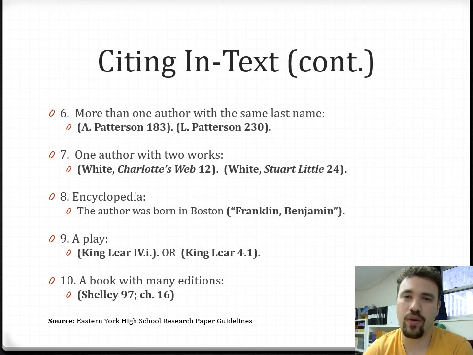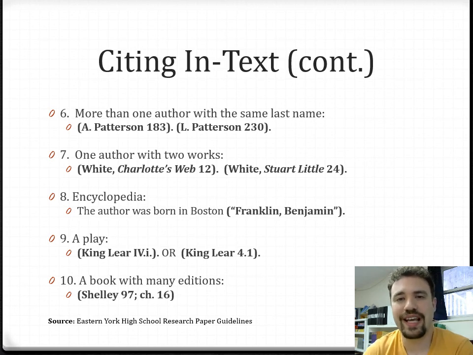If you've got one author who is the same author and you're citing from more than one work, say I were writing a research paper about the works of E.B. White and I was making reference to both Charlotte's Web and Stuart Little, I would need to distinguish. I couldn't just say White in the page number because we wouldn't know which book by him. And so you're going to need to include the author's last name, then a comma, then the first word or first couple words of the title of the particular work that you're citing, and then the page number.